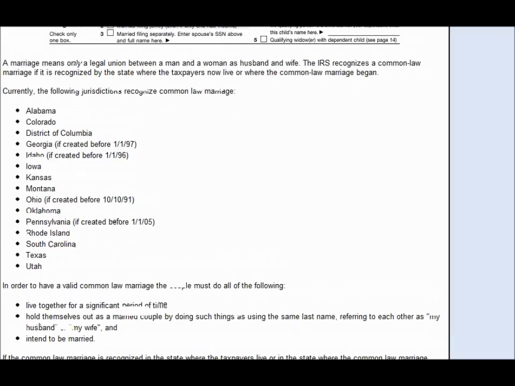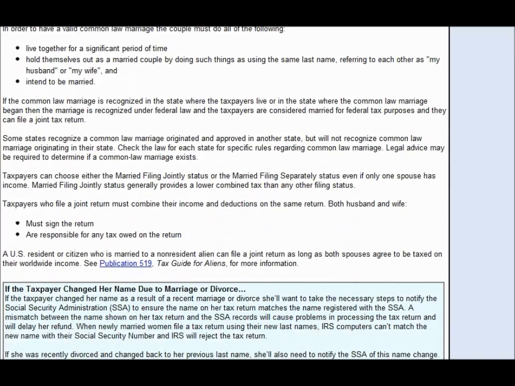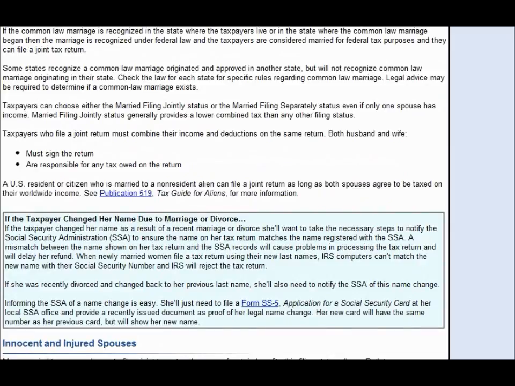Note, in order to have a valid common law marriage, the couple must do the following: live together for a significant period of time, hold themselves out as a married couple by doing such things as using the same last name and referring to each other as my husband or my wife, and intend to be married. Taxpayers can choose either the married filing jointly status or married filing separately status, even if only one spouse has income. Married filing jointly status generally provides a lower combined tax than any other filing status. Taxpayers who file a joint return must combine their income and deductions on the same return, both husband and wife. They also must both sign the return and are responsible for any tax owed on the return.